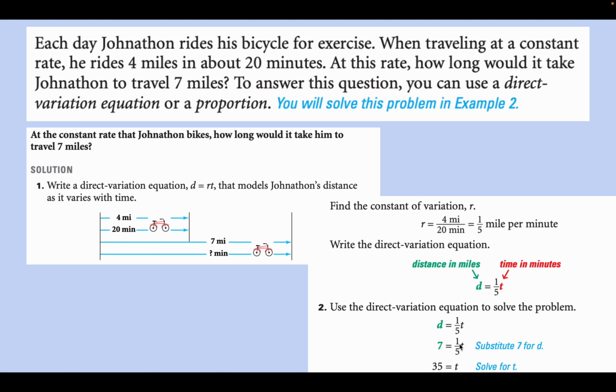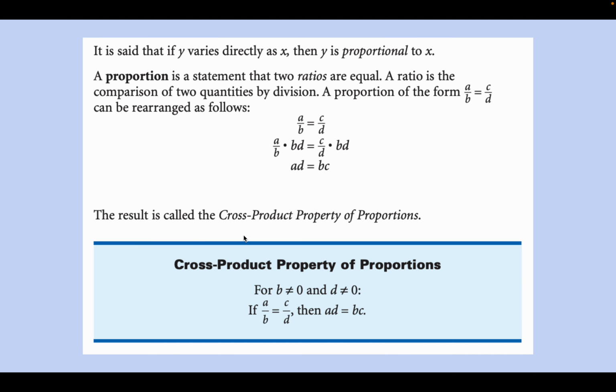And dividing by 1/5 on both sides. Remember, dividing by a fraction equals the same thing as multiplying by the reciprocal. So 7 times 5 equals 35. 35 equals t. And we have our new time. We know that in 20 minutes, Jonathan will travel 4 miles, and in 35 minutes, he will travel 7 miles.